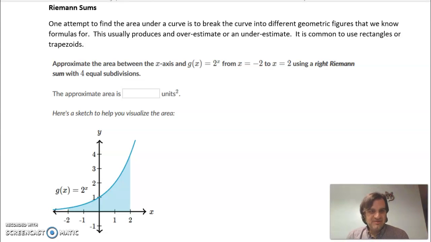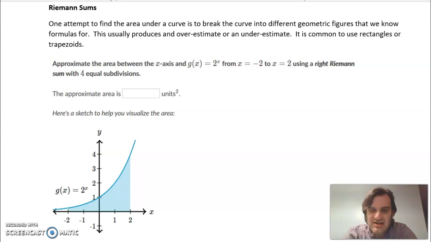Hi, I want to talk about Riemann sums. I'll explain what they are in a moment, but let's look at the problem we have here. It says one attempt to find the area under a curve is to break the curve into different geometric figures that we know formulas for. We've already seen that. This usually produces an overestimate or an underestimate.